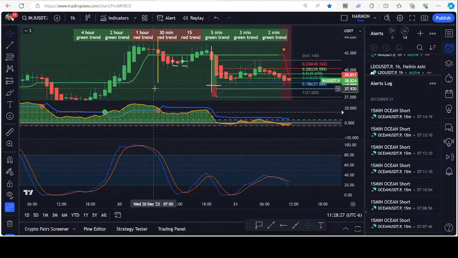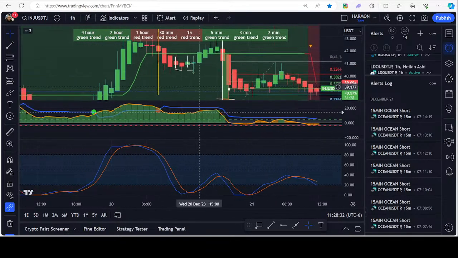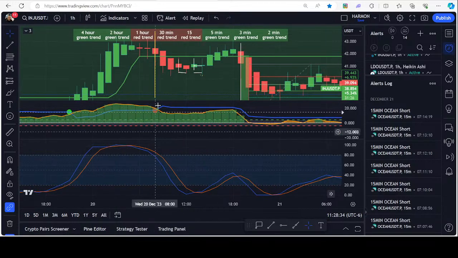So let's walk through this again. We're going to walk this trade one more time. It's very simple. First scenario is we get a 1 hour.